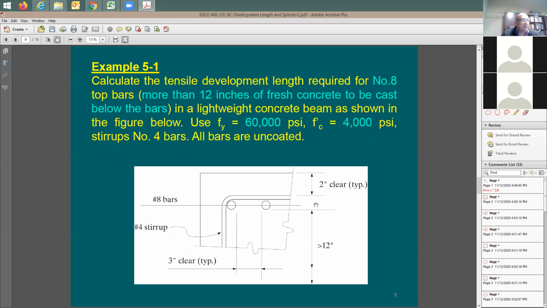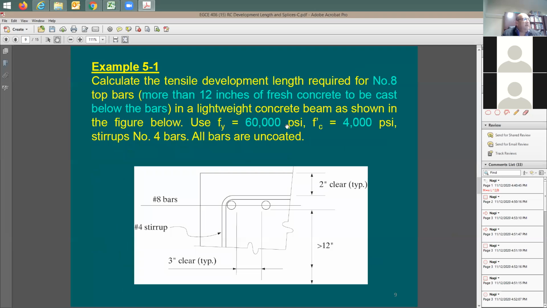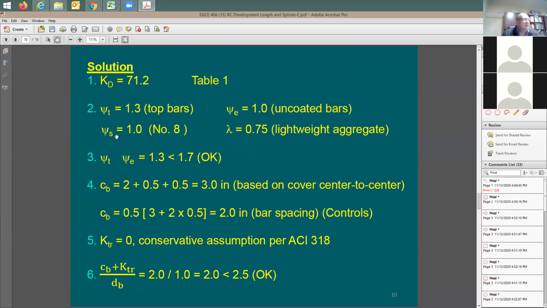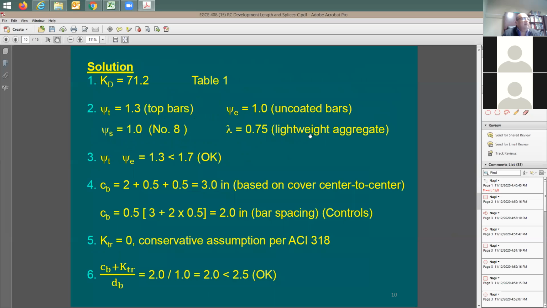Also, for the size, the rebar size is going to be number 8. I'm going to go back here to the size factor, psi sub S. It says when you have number 7 and larger, you go with psi sub S of 1.0. The rebar I have is number 8, so psi sub S for the size is going to be 1.0. If you have lightweight concrete, we have this lambda of 0.75. In this specific problem, you're going to have lightweight concrete. If I had normal weight concrete, I would have used lambda of 1.0.